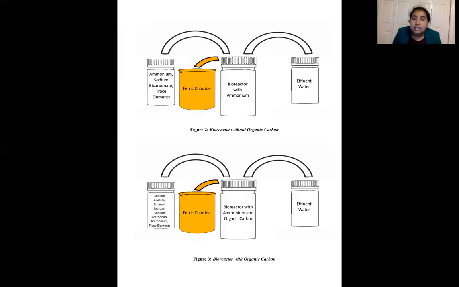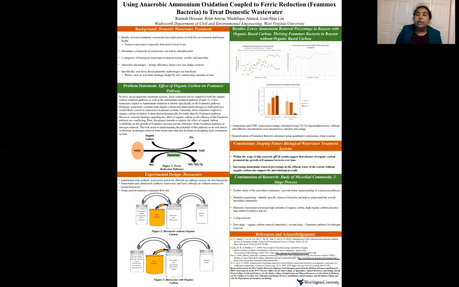Now, how do we assess the effect of this presence or absence of organic carbon on the Feammox pathway? We take samples of the effluent water and we analyze it using UV-vis spectrophotometry to determine the ammonium or nitrogen removal percentage and the organic carbon removal percentage.